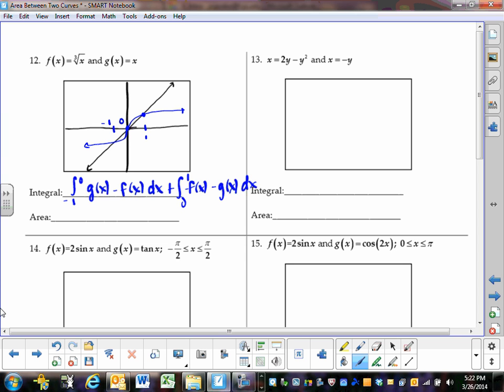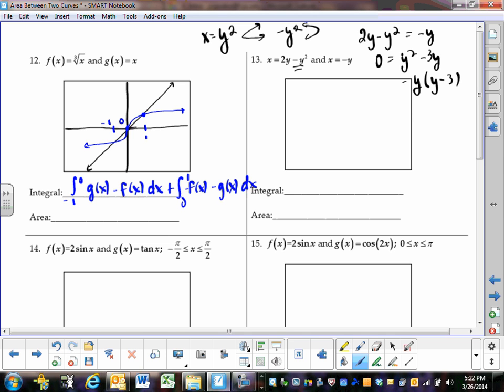For this next function, notice that we have everything in terms of y instead of x. So just as a note, remember that a y squared is going to open in the positive direction this way. A negative y squared is going to open in the negative direction. So this is a negative y squared. So if we're looking for the intersections, 2y minus y squared has to equal negative y. So 0 equals y squared minus 3y. So if I factor out y times y minus 3, then y equals 0 and y equals 3 are the intersections. The function x equals negative y is really the same as y equals negative x.